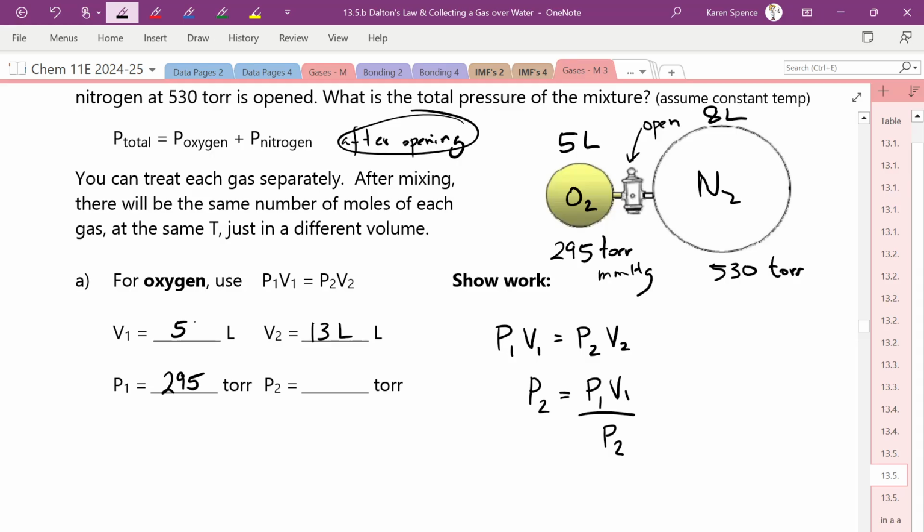Okay, so let's just get our pressure of the oxygen, because what's going to happen is oxygen is going to spread out so that it's evenly distributed between the 5 liters and the 8 liters. So you can imagine basically what's just happened for the oxygen is we've gone from a 5-liter container to a 13-liter container. Oh, so we're looking at the whole thing for oxygen? Yes. So this is for O2.